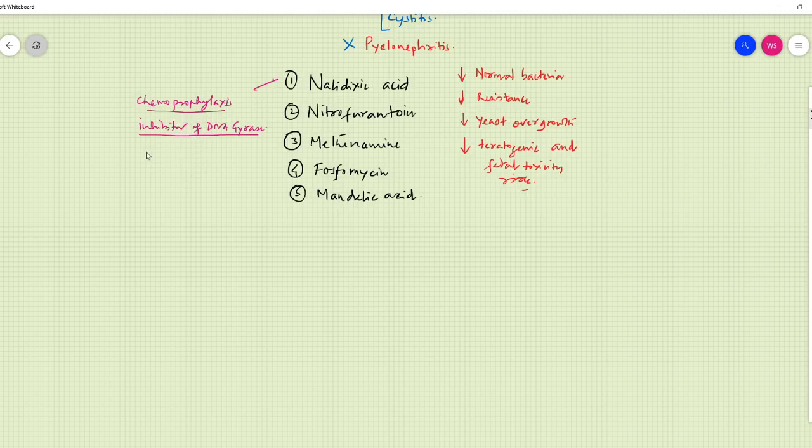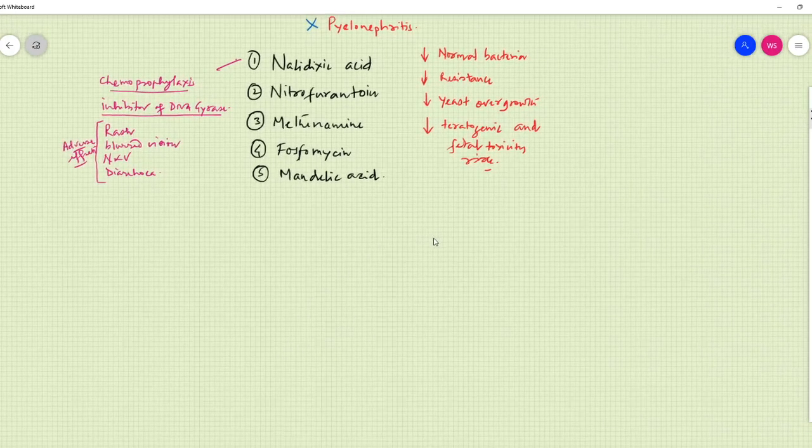It causes some adverse effects. Like it can cause a rash. It can cause blurred vision. It can cause nausea and vomiting. It can also cause diarrhea. Those are the adverse effects of nalidixic acid. So what about nitrofurantoin?